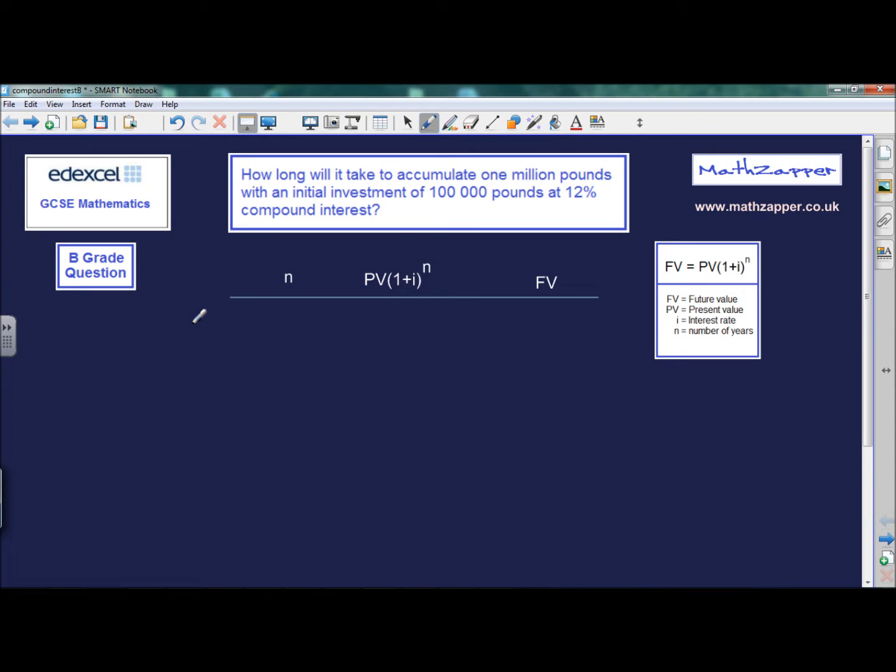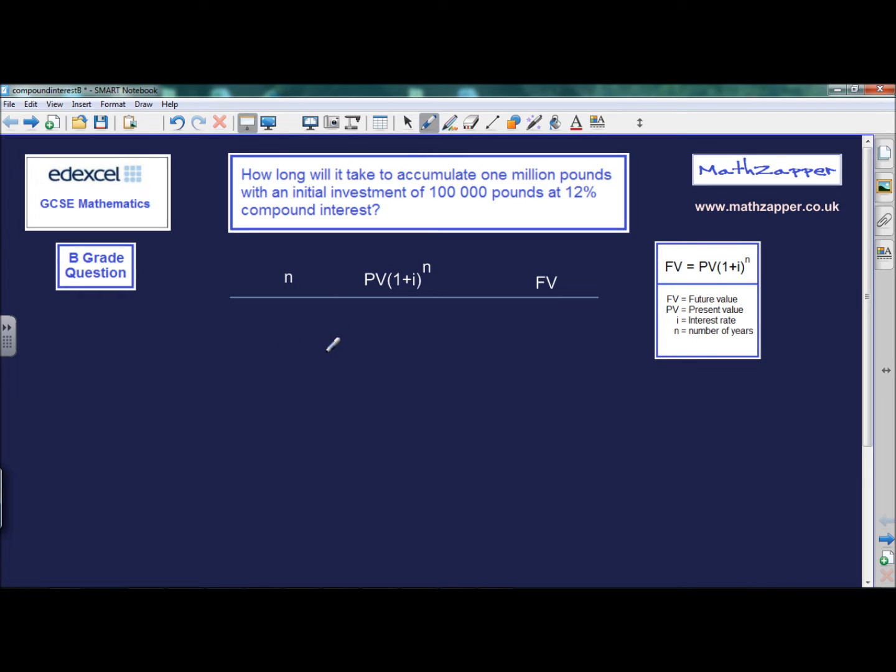Excel GCSE Mathematics. This is an example of a B grade question. How long will it take to accumulate £1 million with an initial investment of £100,000 at 12% compound interest? This kind of question needs to be done using the trial and improvement method.